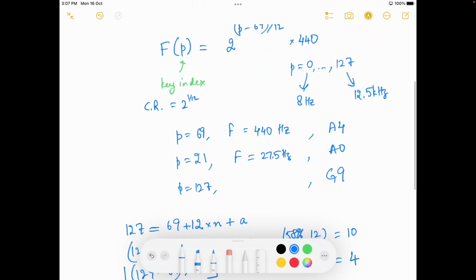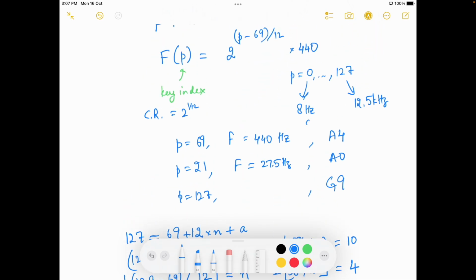So basically the scale will be like this. We have C4, D4, and so on, then you get G4, then A4, then B4, and then you get C5, then again A5. The octave changes at C.